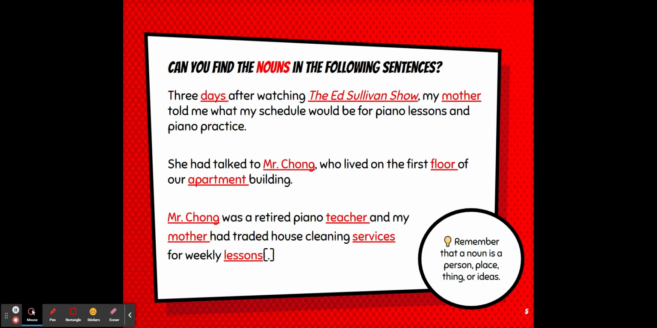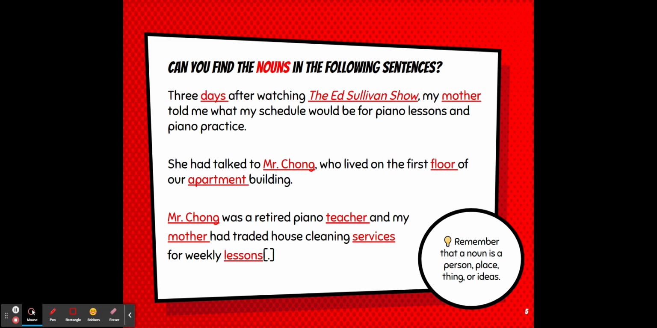Here we go. In the first sentence, three days after watching the Ed Sullivan Show, my mother told me what my schedule would be for piano lessons and piano practice. There are lots of nouns in this sentence, but I underlined three of them for you. Days, the Ed Sullivan Show, and mother. You also could have had schedule, lessons, and practice.